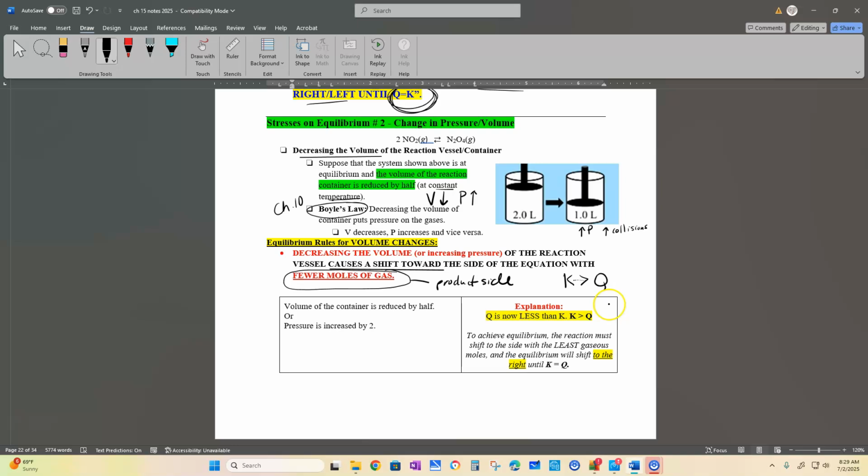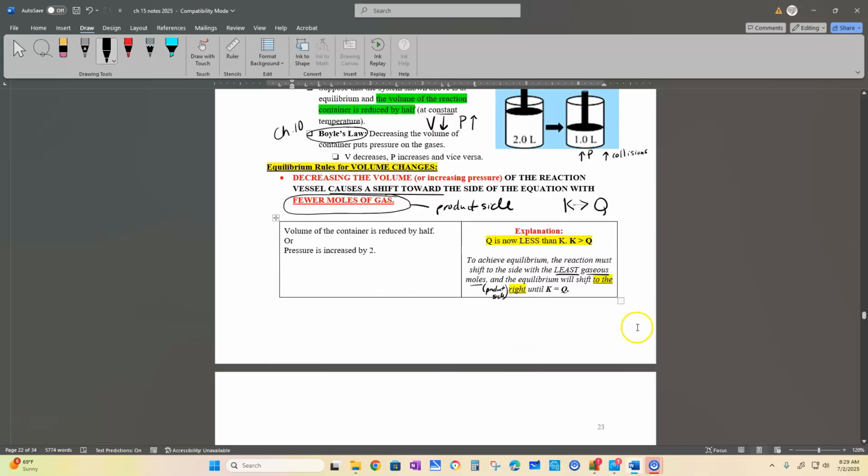So to reestablish equilibrium, the reaction must shift to the side. Tell AP which side you're going to, okay? And I'm going to shift to the side with the least gaseous moles. In this case, I would put in parentheses the product side. And the reaction will shift to the right, so that way K equals Q, okay?